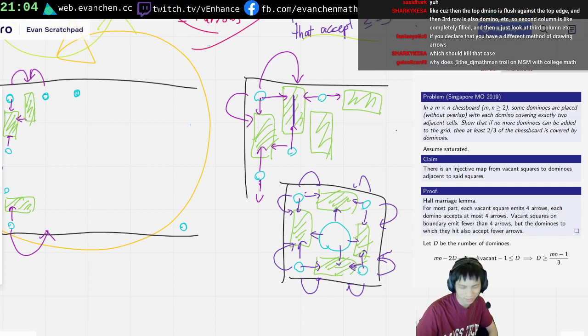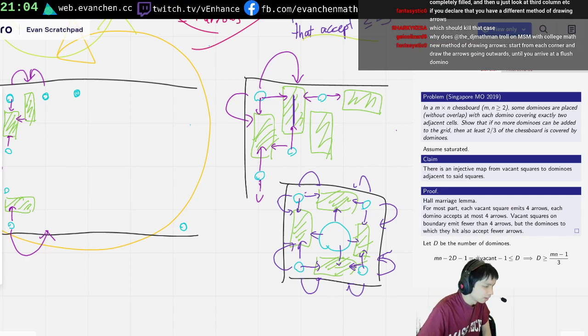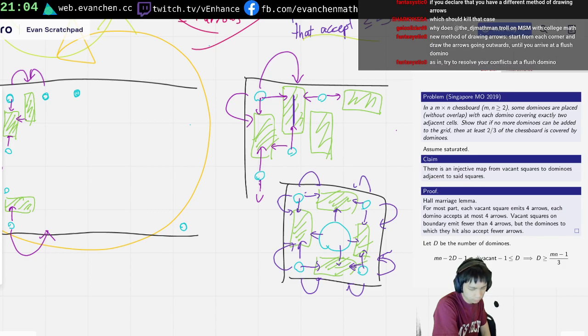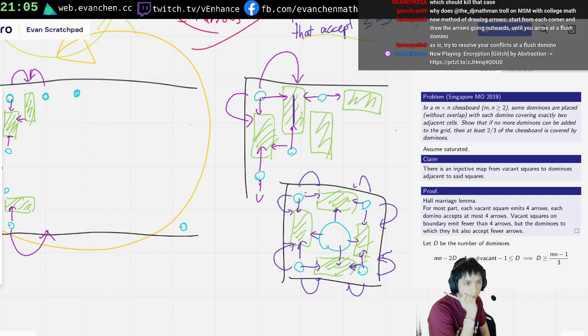I guess. You can draw the arrows to give you enough slack. If I have 2 flush dominoes, I can do that? Why? Because... So try to resolve conflicts at a flush domino. I don't... What?